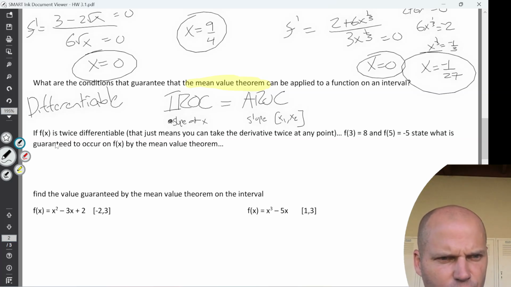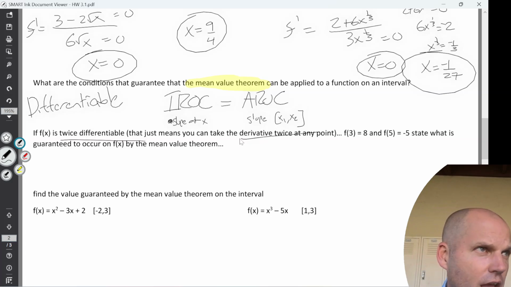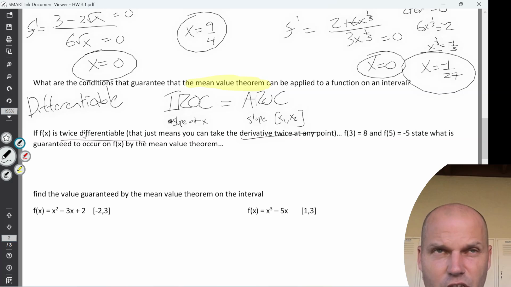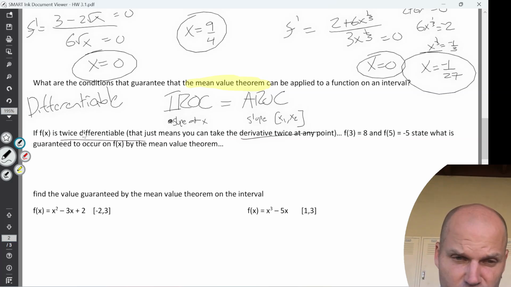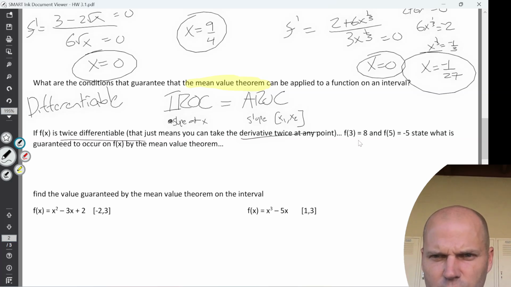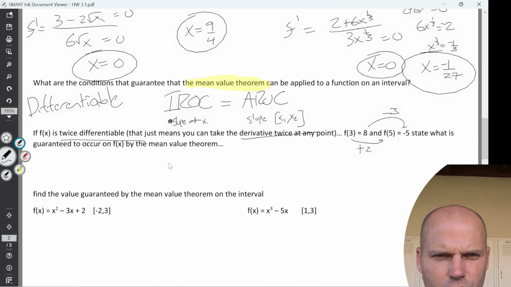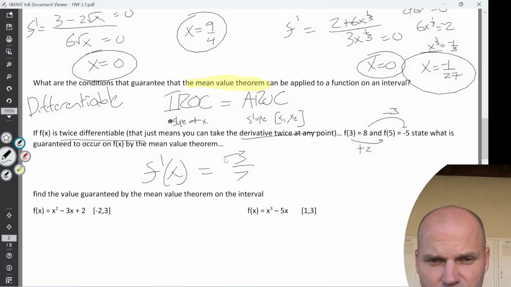A function is twice differentiable. That just means you can take the derivative twice, which means you can take the derivative, which means it's differentiable, which means you're good. Whenever you read twice differentiable, just know that it means you can take the derivative twice, which means it's very smooth. If f of 3 equals 8 and f of 5 equals negative 5, well, we can see our y change is minus 13 and our x change is plus 2. We are guaranteed to have some tangent slope at some x value that equals this secant slope. And our x value is guaranteed to exist somewhere between 3 and 5, which are our x coordinates there.